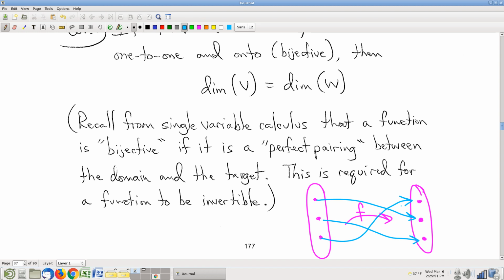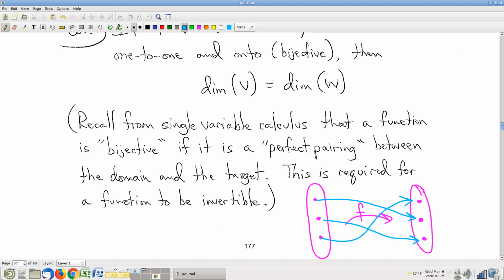So you said onto just requires every point to have at least one preimage? At least one. So if it has more than one, that's totally cool, but it's not one-to-one. Correct. That's right. So one-to-one means at most one preimage. Onto means at least one preimage. So both one-to-one and onto means exactly one preimage.